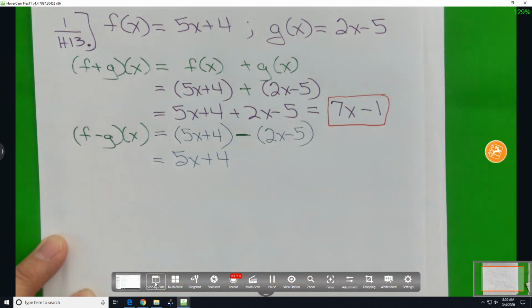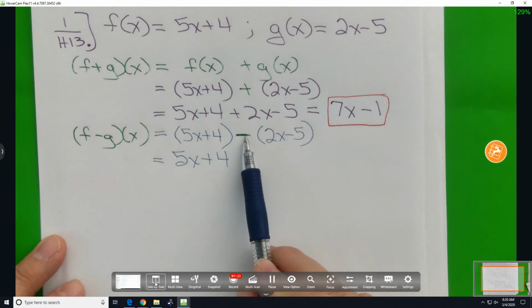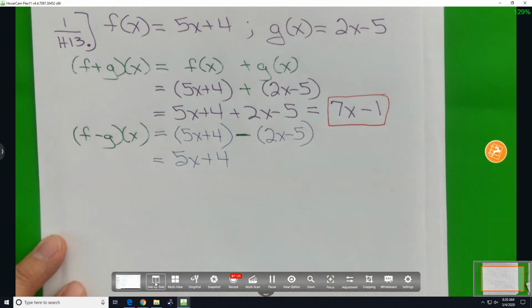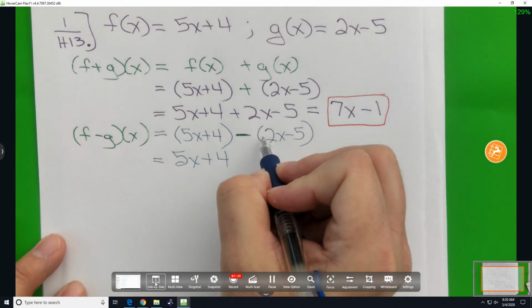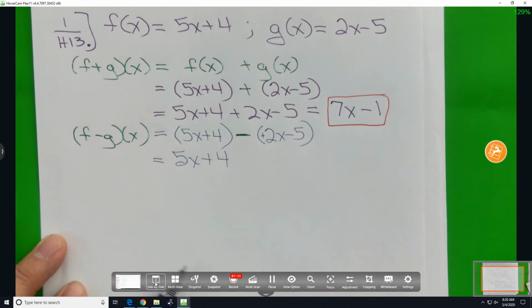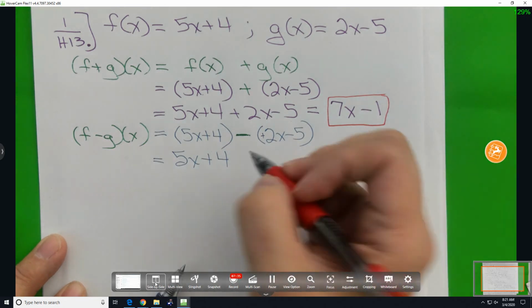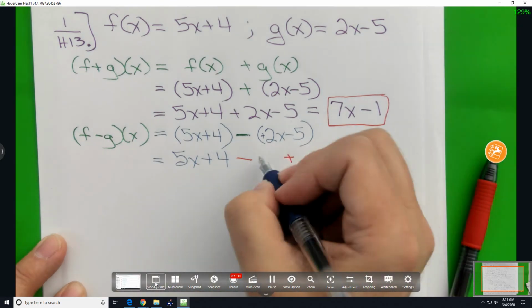But what am I going to have to do? You have a set of parentheses with a minus in front. Now realize inside the parentheses, you don't see a sign on that 2, so that's a positive 2 and a minus 5. What are the signs going to become? Negative 2 and a positive 5. I agree.